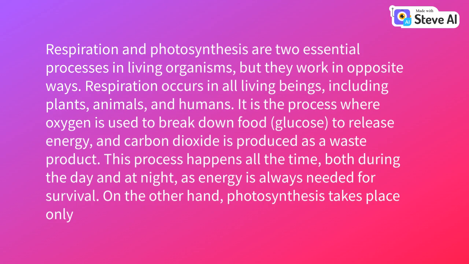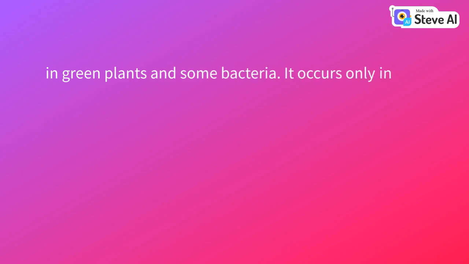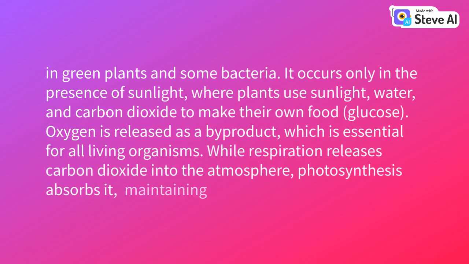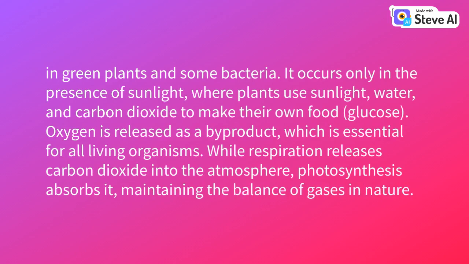On the other hand, photosynthesis takes place only in green plants and some bacteria. It occurs only in the presence of sunlight, where plants use sunlight, water, and carbon dioxide to make their own food, glucose. Oxygen is released as a byproduct, which is essential for all living organisms. While respiration releases carbon dioxide into the atmosphere, photosynthesis absorbs it, maintaining the balance of gases in nature.